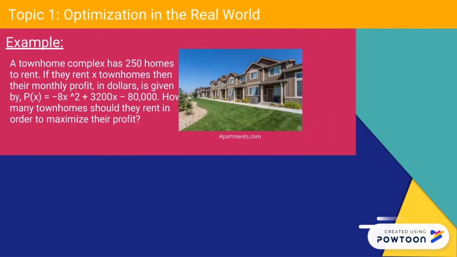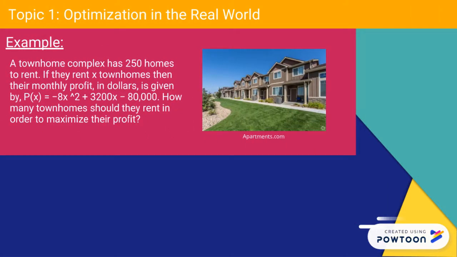So how can optimization be used in the real world? Well, let's look at the following example. A townhome complex has 250 homes to rent. If they rent X townhomes, then their monthly profit in dollars is given by P of X. How many townhomes should they rent in order to maximize their profit?